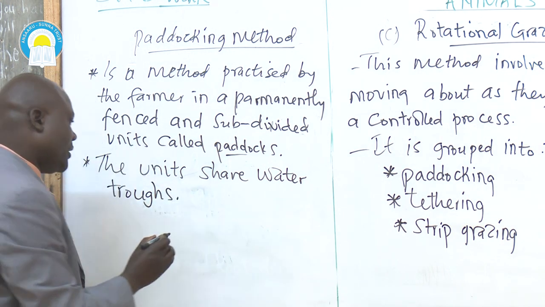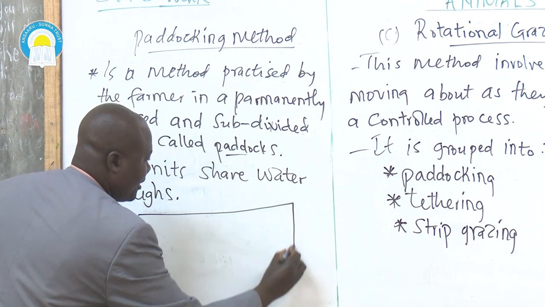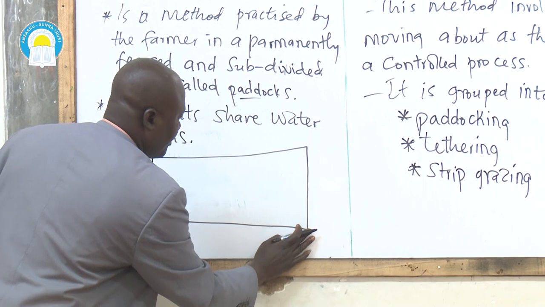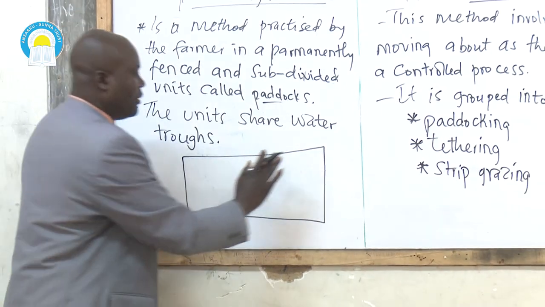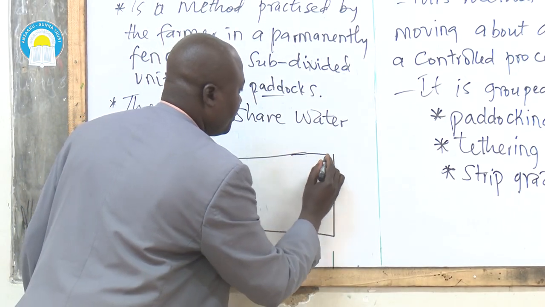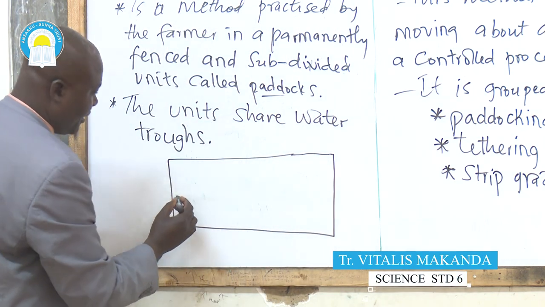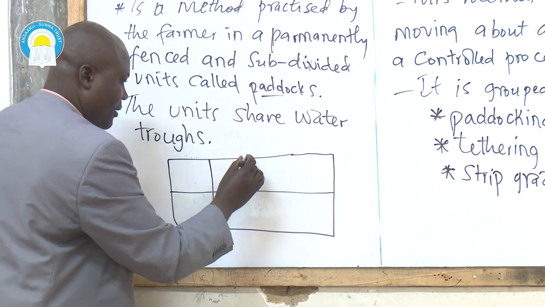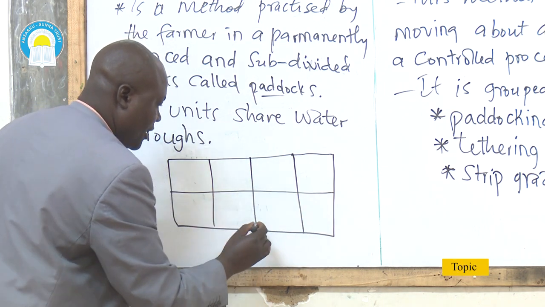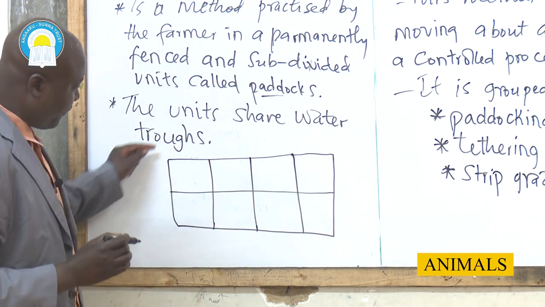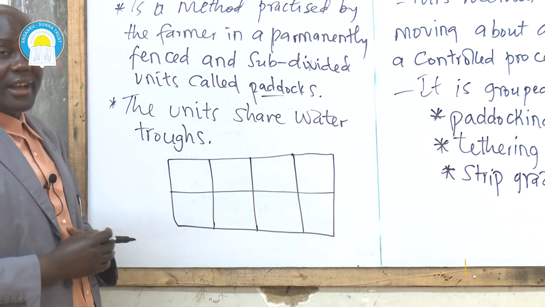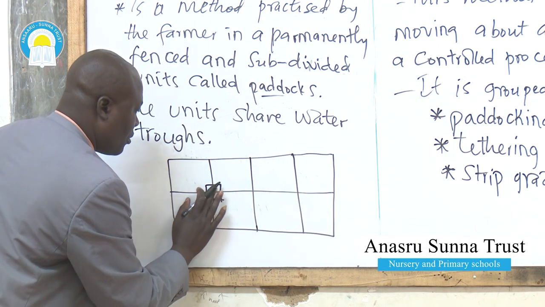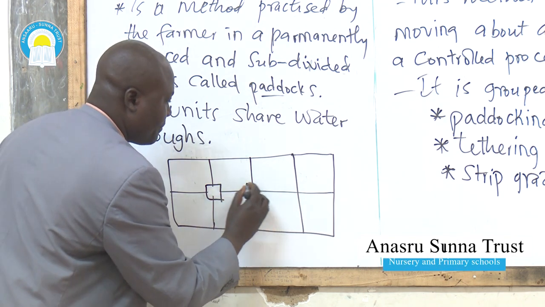Maybe I can draw for that. If you have a very big piece of land like this one here, then this land is subdivided as follows. They may subdivide like this, and then they put it in this manner. So that one is an example. All the fences which are seen here are permanent. Then in between here, we are going to have what you call the water traps.